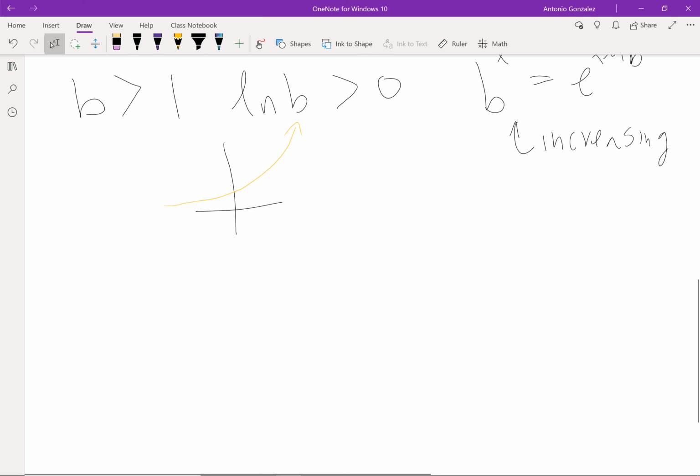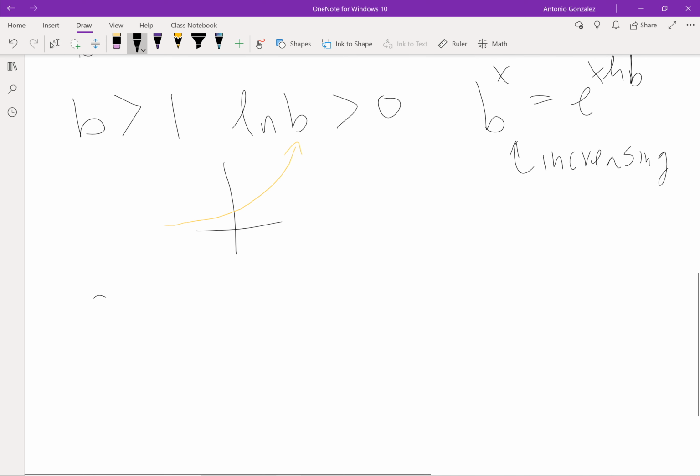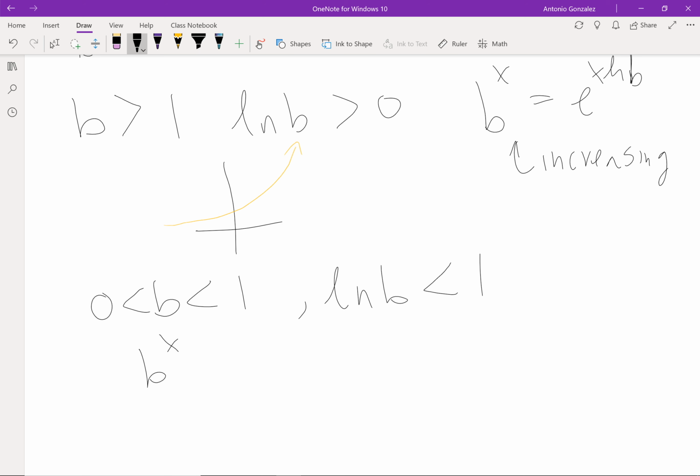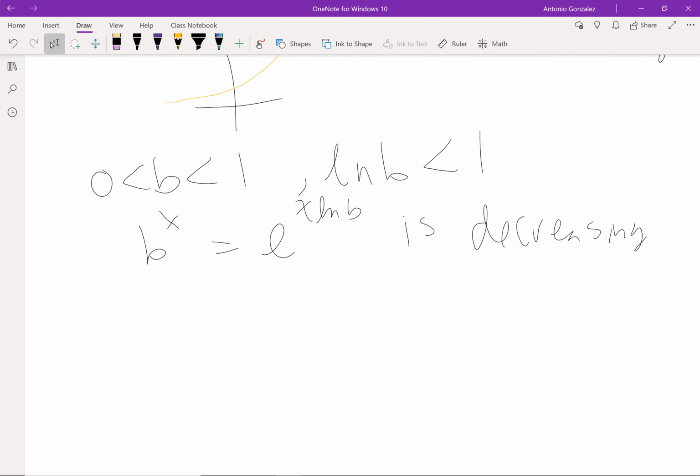Okay, now when b is between 0 and 1, then the natural log of b is negative. So that implies that b to the x is decreasing. So it looks more like this. Okay, so those are some basics of our general exponential with base b.